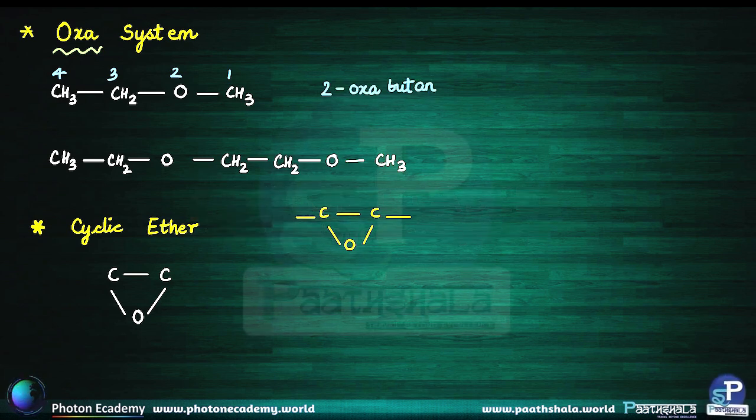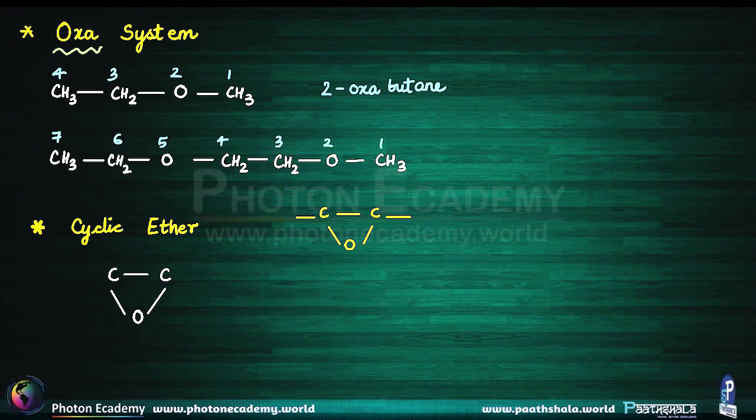Alright, moving on to the second one. So here we number the compound from the right hand side again, 1, 2, 3, 4, 5, 6, and 7. So we call this 2,5-dioxaheptane.